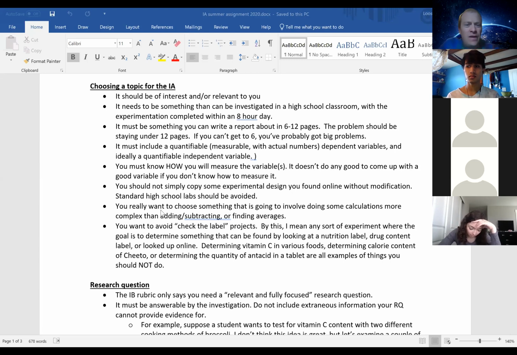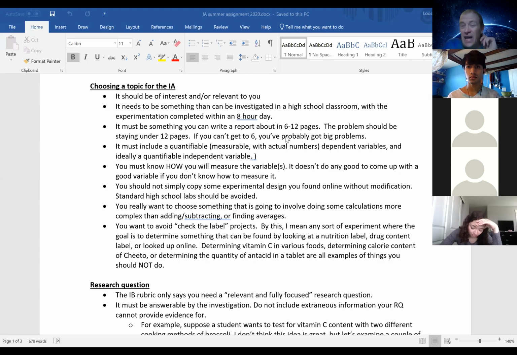You need to think about something that you can do in a high school classroom. It might be interesting to you to smash atoms together and find neutrinos or whatever, but we can't do that in a high school classroom. And you have to be able to do it in 8 hours. It has to be something you can write a report on in 6 to 12 pages.